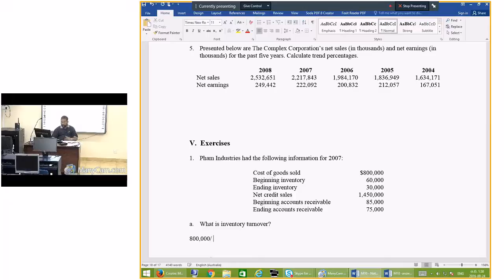Divided by 60,000 plus 30,000 by 2, that is the average stock, and that should be closely 17.78.